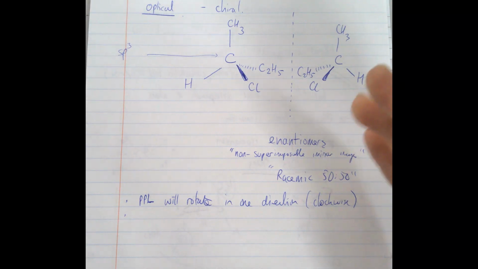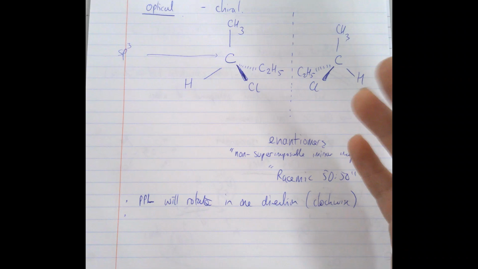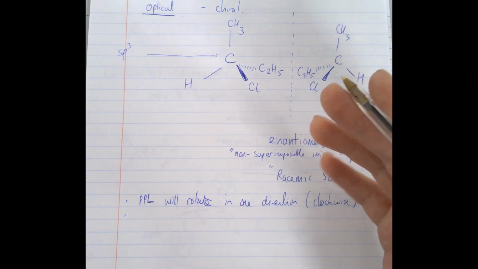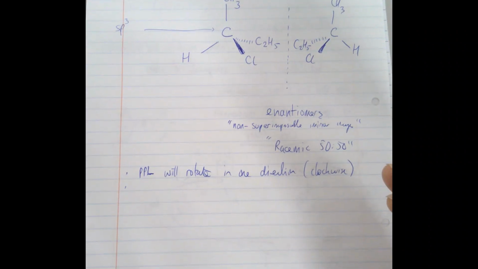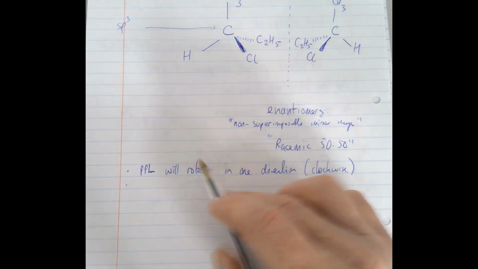The racemic mixture will appear like there's no rotation at all. Half the molecules will be rotating it one way, half the other, until you end up with no rotation at all. So racemic mixtures don't rotate. Single enantiomers rotate either one way or the other.